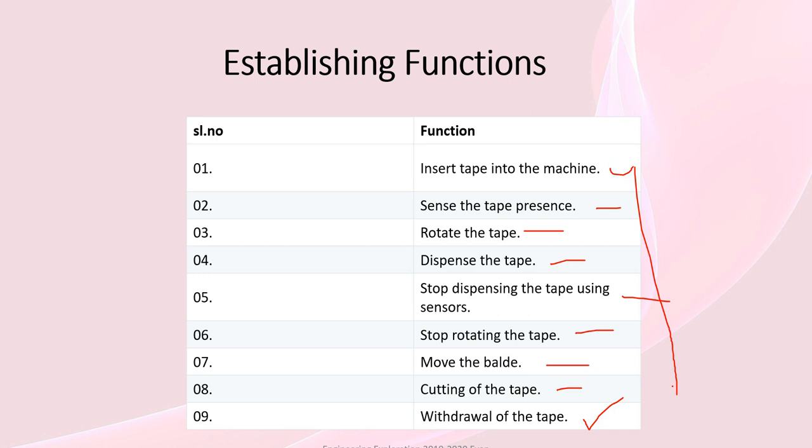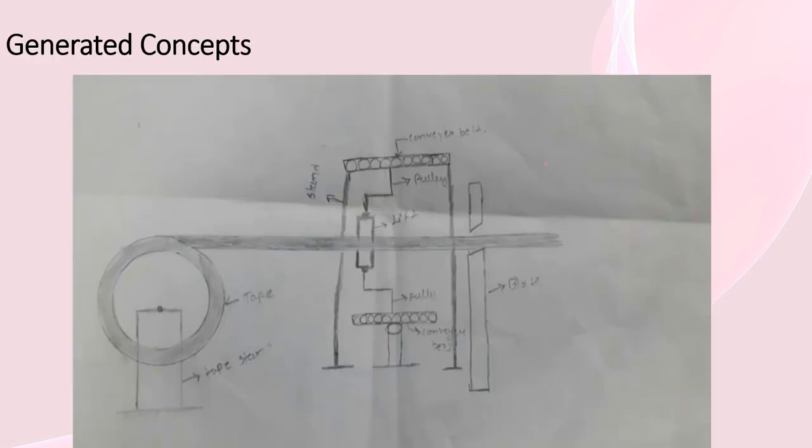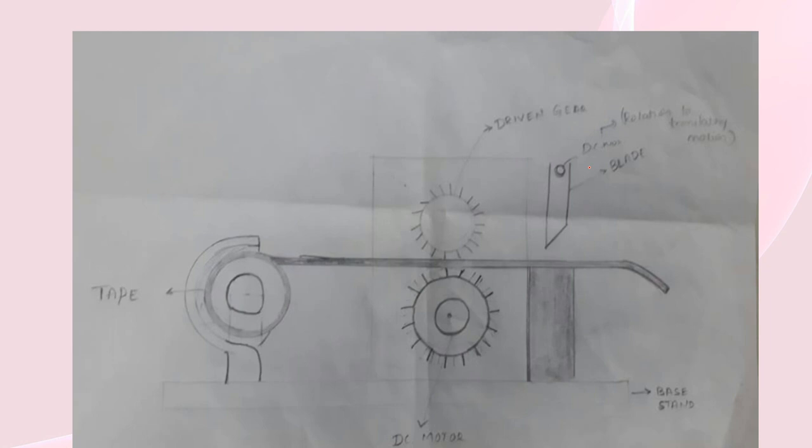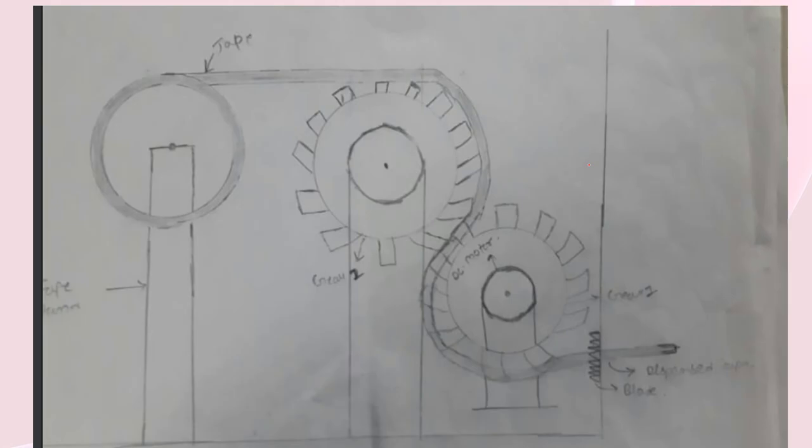Coming to the main idea, these are the concepts generated. This is the first one, second, third, and fourth. And we prepared a Pugh chart keeping these 4 ideas, and based on that we decided to stick to this idea. And the main focus in engineering exploration right now is on virtual implementation. So here we are going to show you the 3D model of the selected concept, and simulation of the circuit, and we have used Autodesk Inventor and Tinkercad to come up with this.